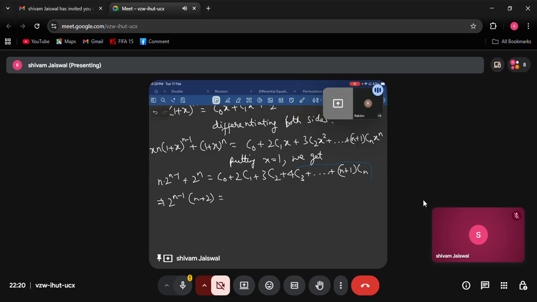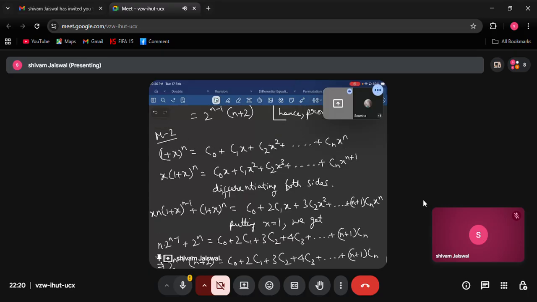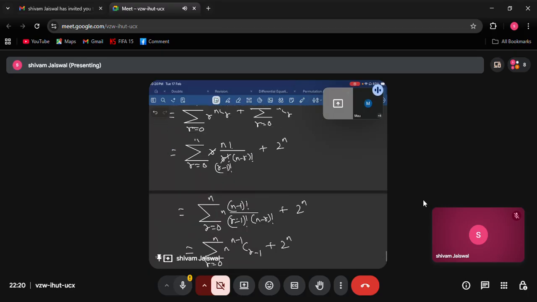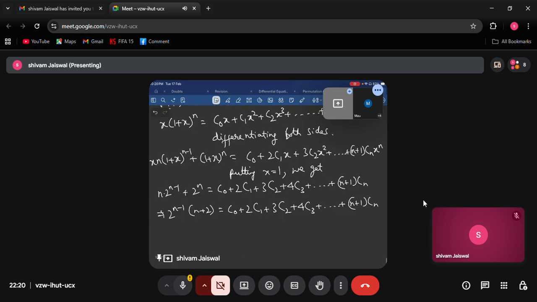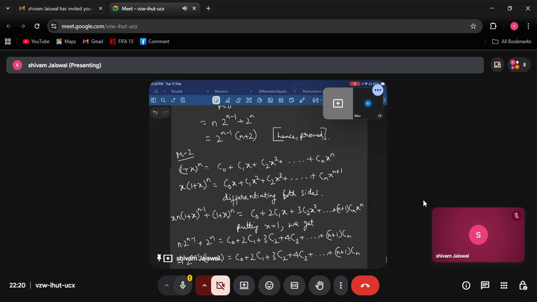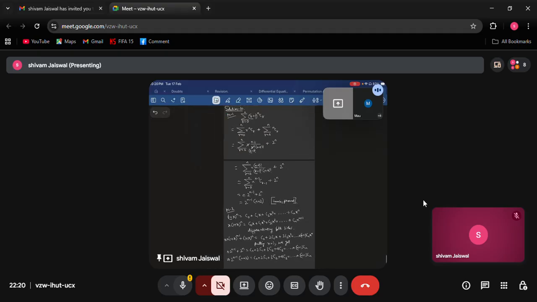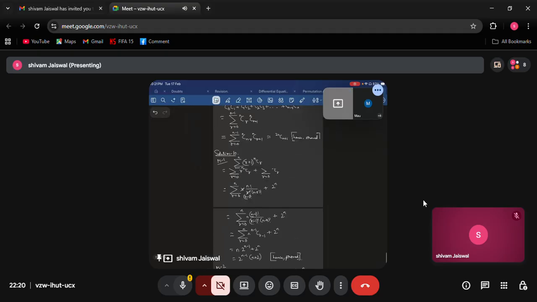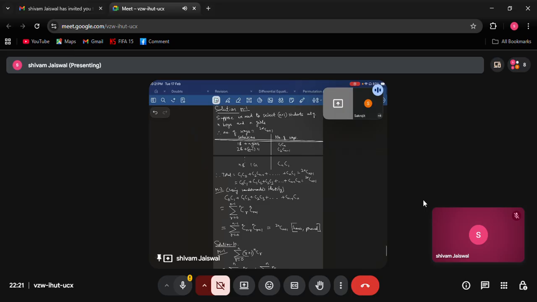Is it clear, Shwamita, this method also? Yes. And Raktim, Devank, Anandit, is it clear? Yes, sir. Which method was better, method 1 or method 2? Tell me. Raktim, which method did you like? Method 2, sir.